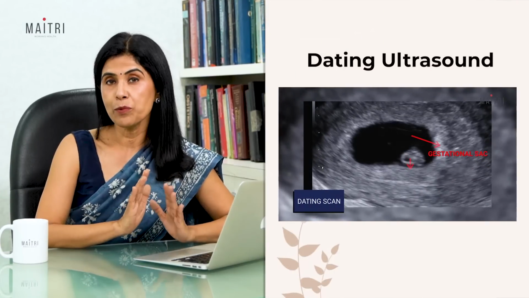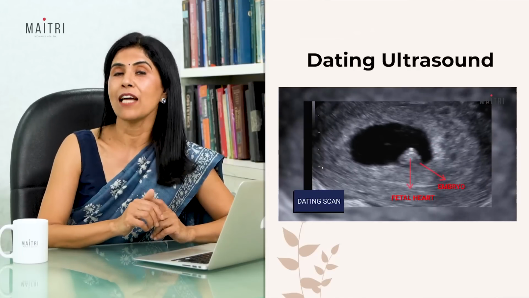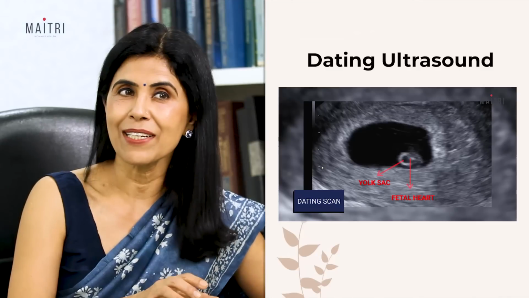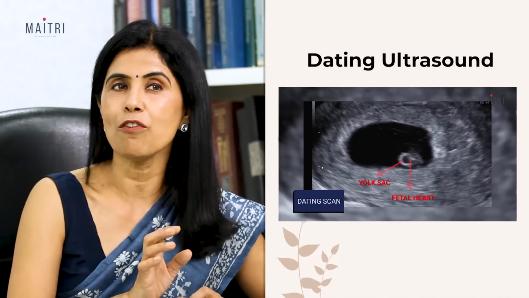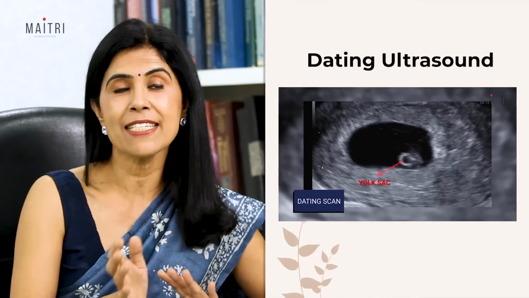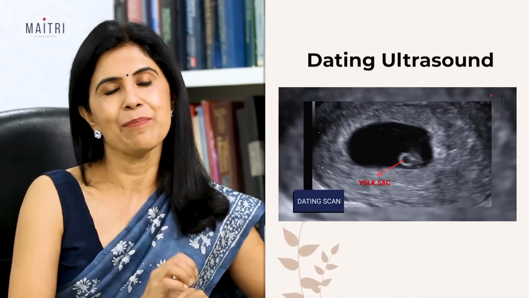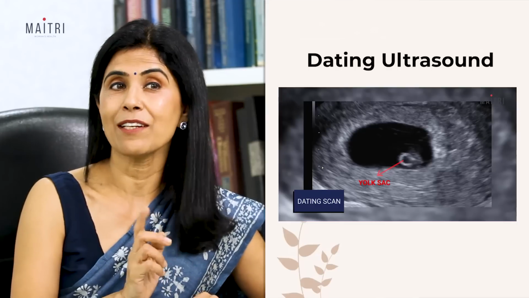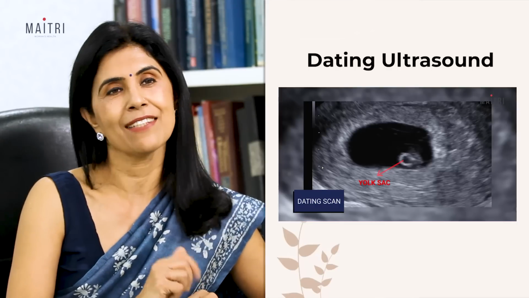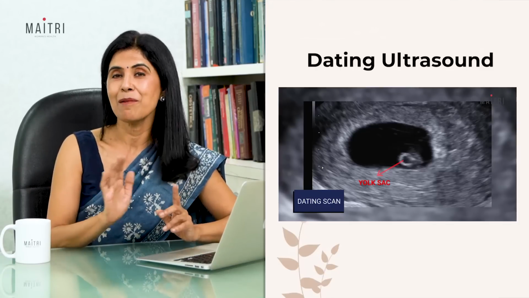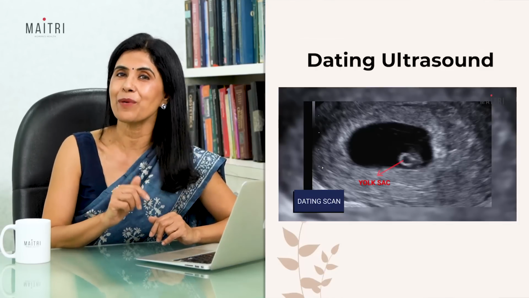Number 1 is the ultrasound. So if you do not remember your LMP, we will have to depend on the first ultrasound scan to calculate the exact age of pregnancy. That's why it is called the dating scan. The earlier in pregnancy this scan is done, the more accurate it is to calculate the age of pregnancy and the due date. Remember, always due date is nothing but when you complete your 40 weeks.